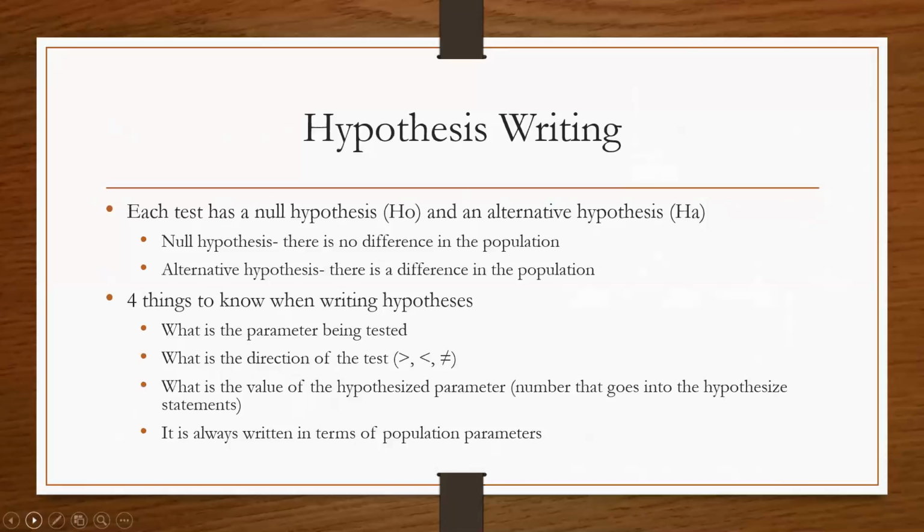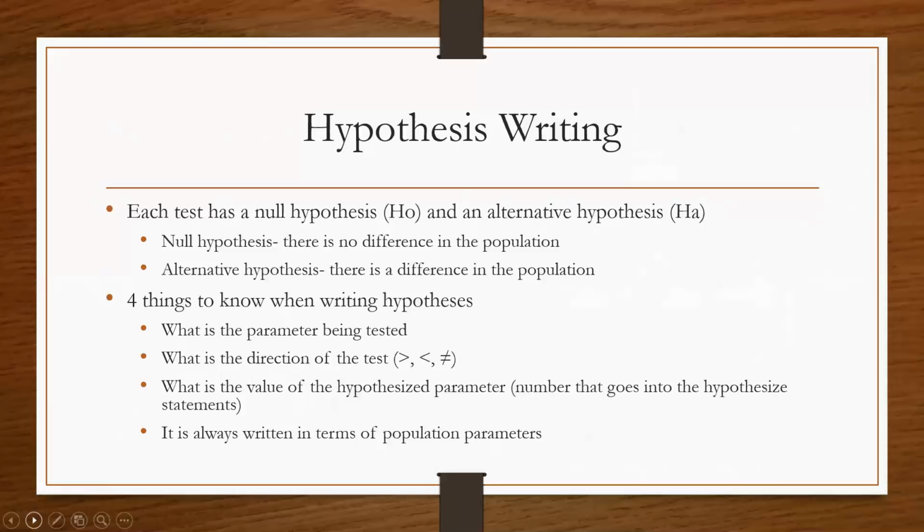So each test has a null hypothesis, H0, and an alternative, HA. The null hypothesis generally states there's no difference in the population, while the alternative states there is some kind of difference in the population. And there are always four things that you should know when you're writing the hypotheses. Basically, you have to decide what is the parameter being tested. Is it the mean? Is it the proportion? Is it a difference in proportions? Stuff like that.